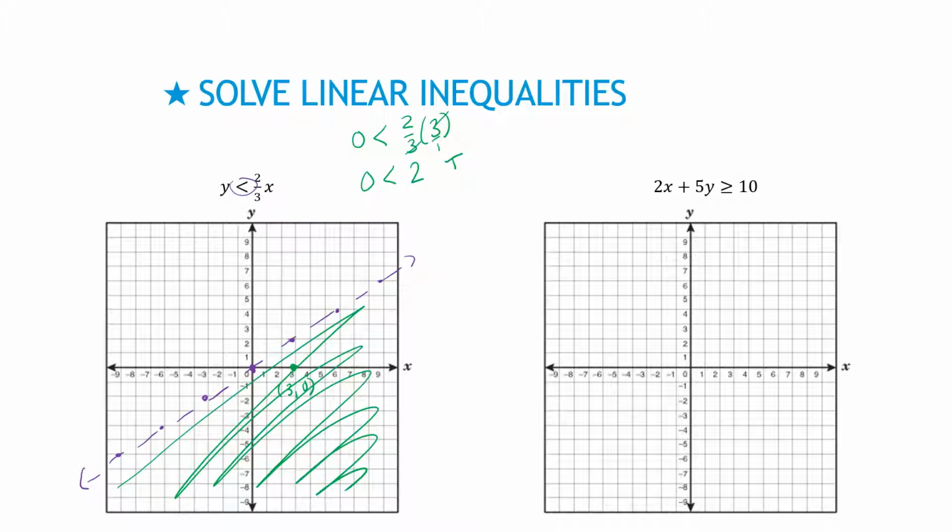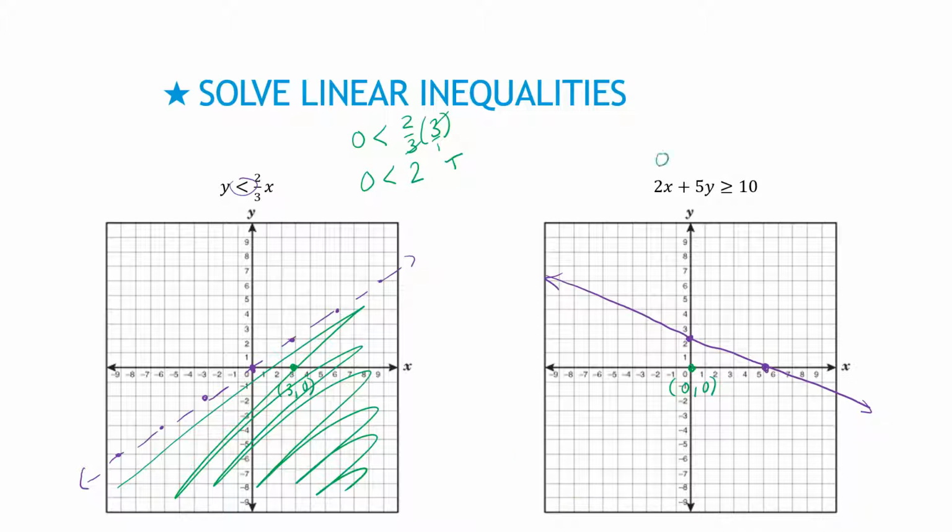Next question. Again, I'm going to use the cover-up trick to graph it. Cover up 5y, I get x is 5. Cover up 2x, I get y is 2. Connect those dots with a solid line as best you can. And then choose a test point. I'm choosing the point, surprise, 0, 0, because it's the easiest one to choose.